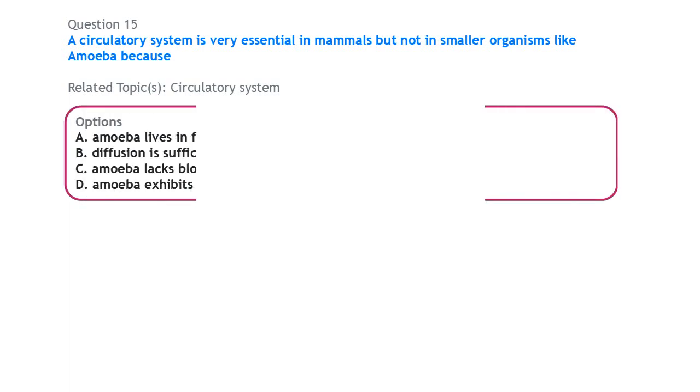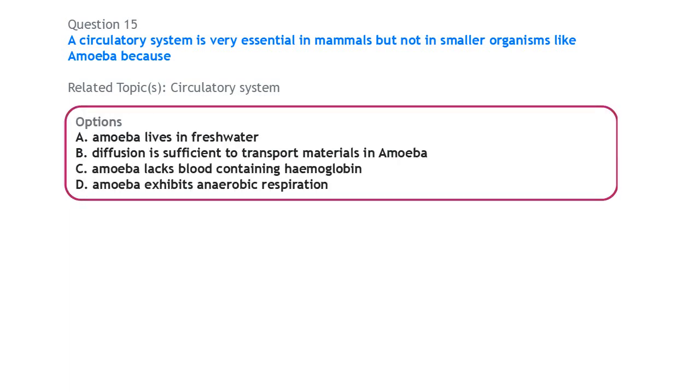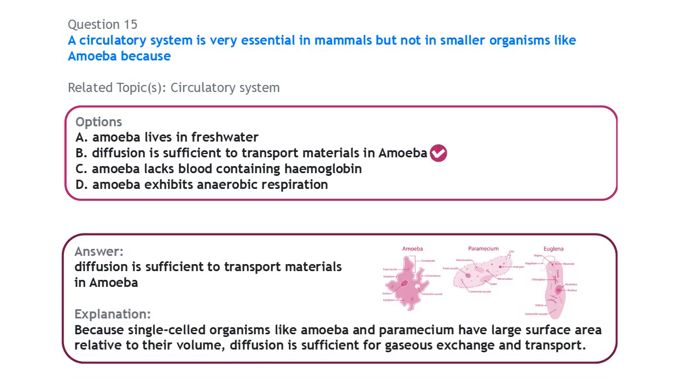Next, on circulatory system. A circulatory system is very essential in mammals but not in smaller organisms like amoeba, because unicellular organisms like amoeba, paramecium, euglena have a large surface area, and diffusion is sufficient in transport. It is sufficient in transport.